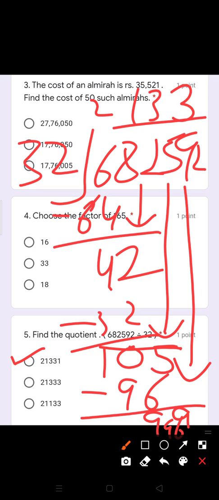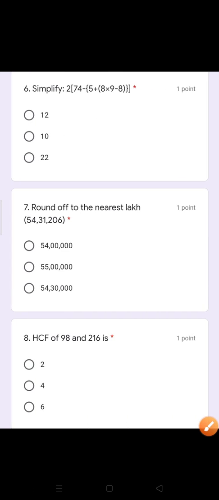21,331 is the right option. You just need to divide the numbers and you will get your quotient. This is known as the quotient. Now moving forward, question number 6 is of simplification.